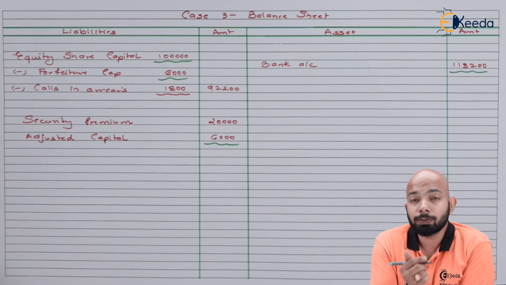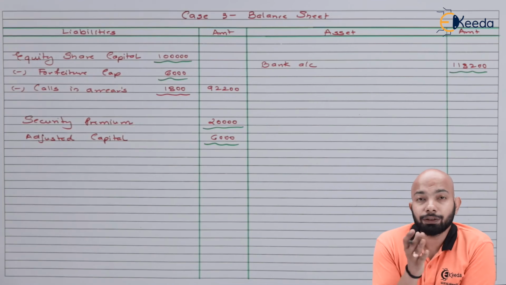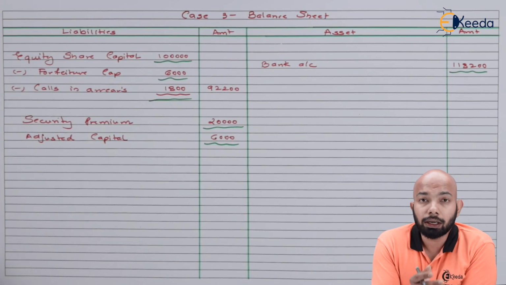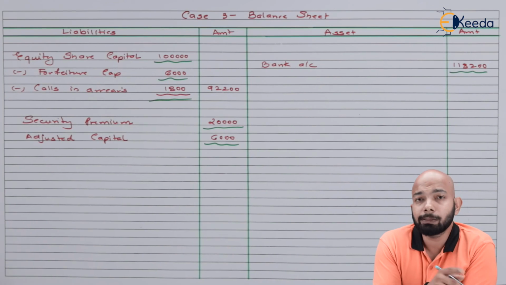Security premium amount has been mentioned as 20,000. And if we subtract calls in arrears from the equity share capital, that will be 1,800, that will be subtracted. So total is 92,200 plus 20,000 plus 6,000. Let's figure out the total of both liability and asset.